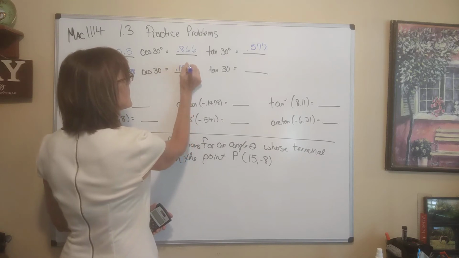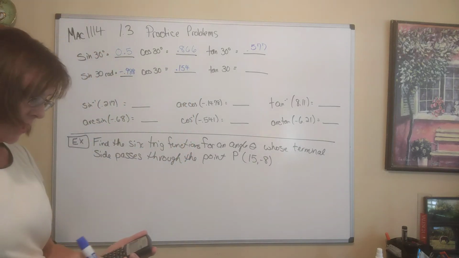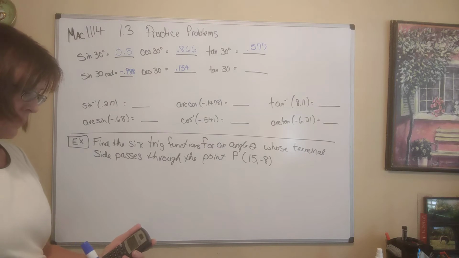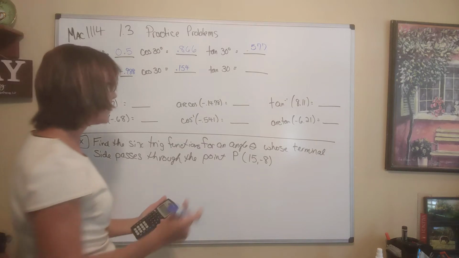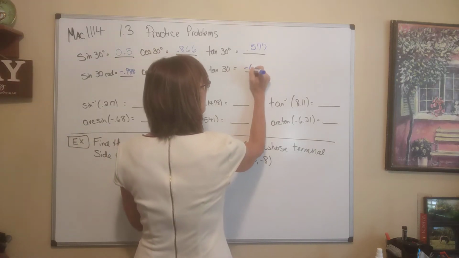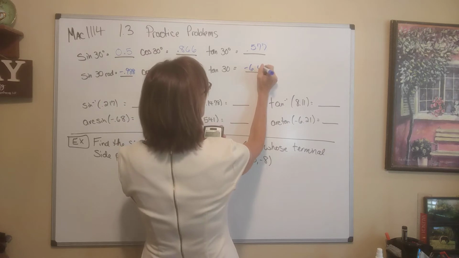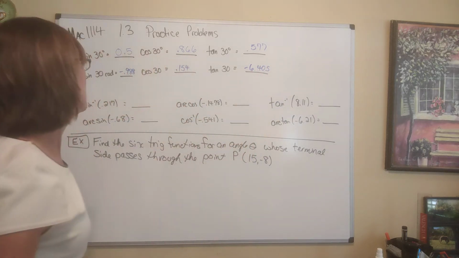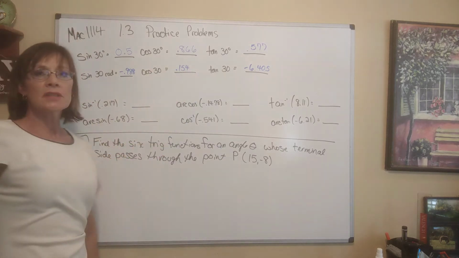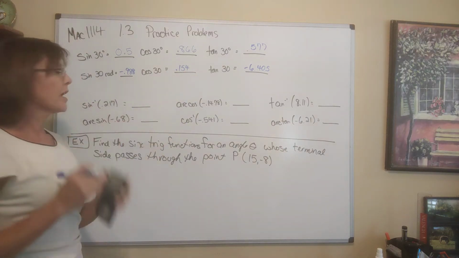All right, and then the tangent of 30 radians is negative 0.64053. Since the next digit is a 3, I'm going to round to the 5, so negative 0.4053. Okay, that is the difference in degrees and radians for now on your calculator.